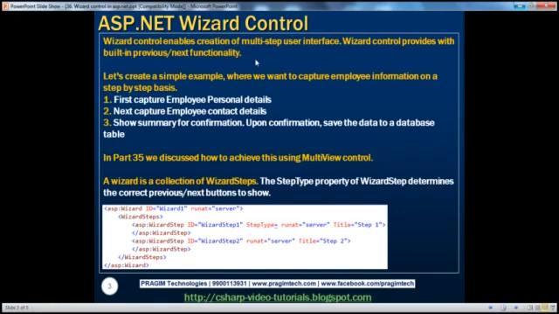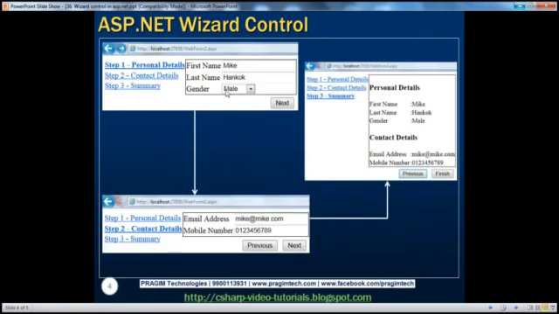Wizard control provides built-in previous and next functionality. So what we want to do in this demo is create a wizard control where we capture personal details first, and then when I click the next button, I need to capture contact details, and when I click next, show the summary, and then when we click finish, we want to save that to a database and then show a confirmation page.